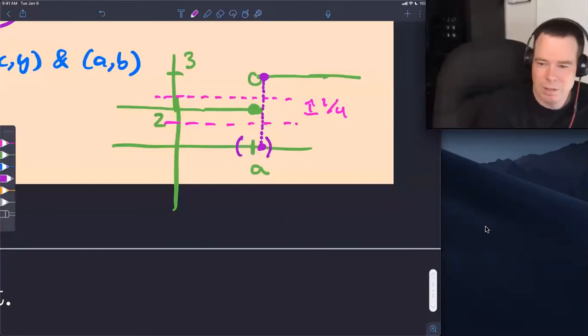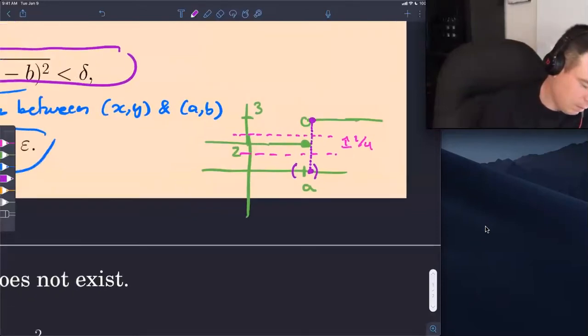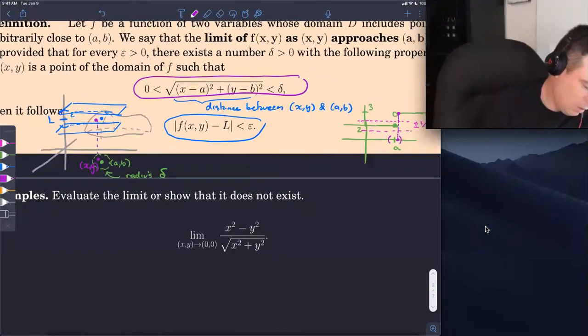And by a similar argument, the limit won't be 3 either, because there are values on the left-hand side of A that have a value of 2, which are never getting close to 3. Does that help? That sort of analogy?